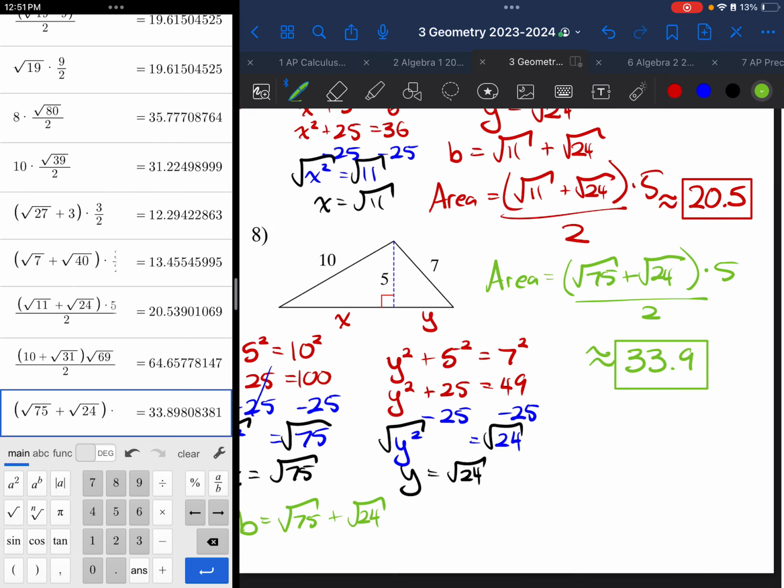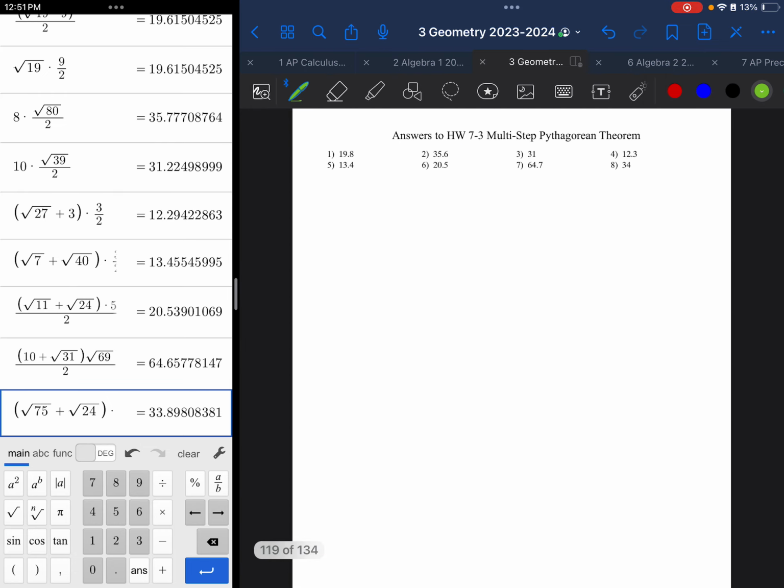Let's check to see how close that was to the actual answer. 33.9 is very close to 34, so I think I've got it.